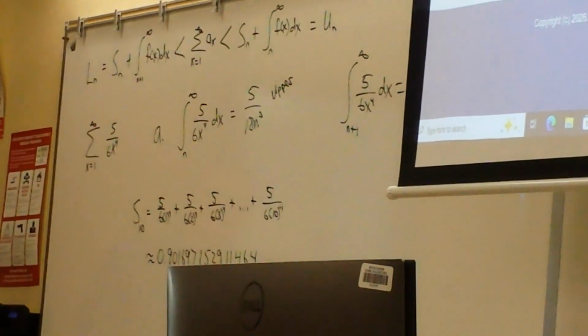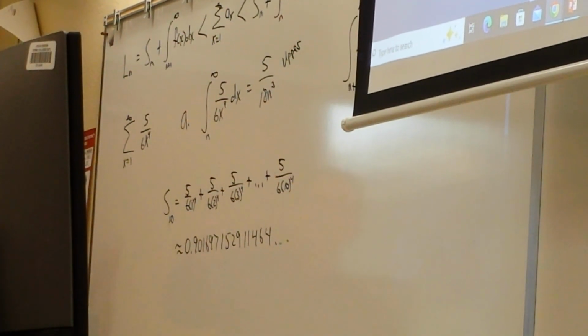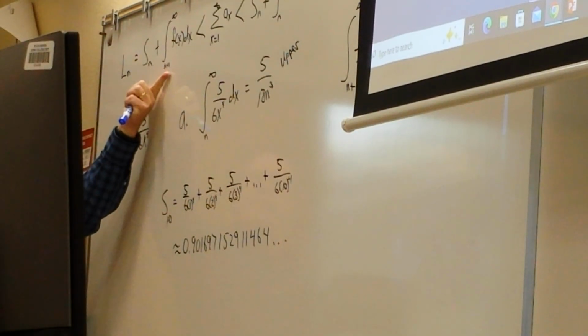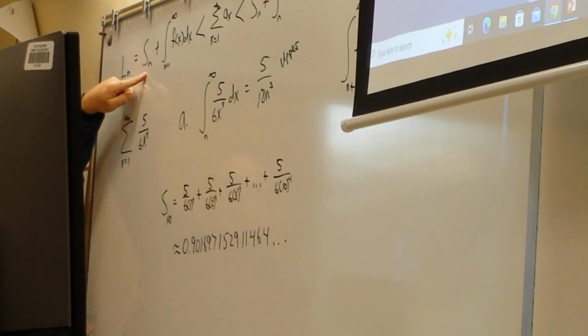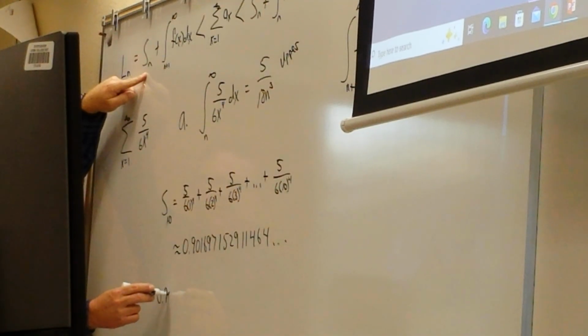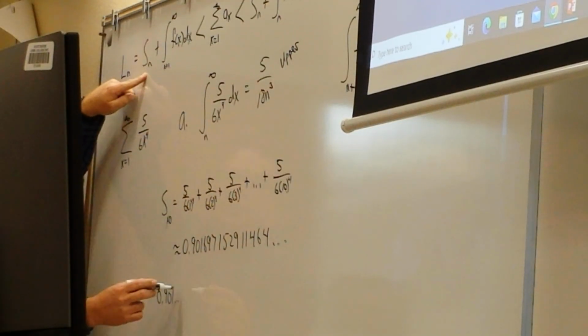There it is. All right. Now we do this. This S of n is this answer. I'm just going to write 0.901. We'll use more decimals when we actually do it.